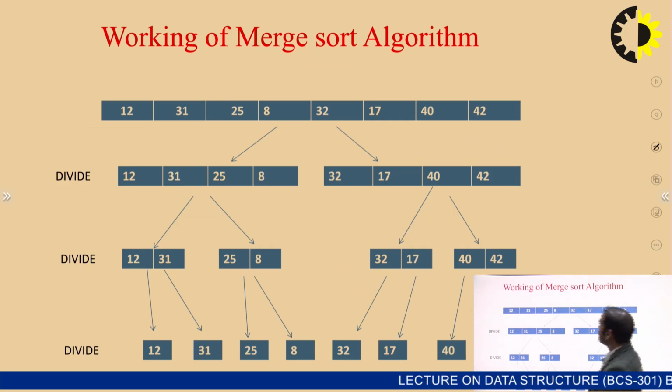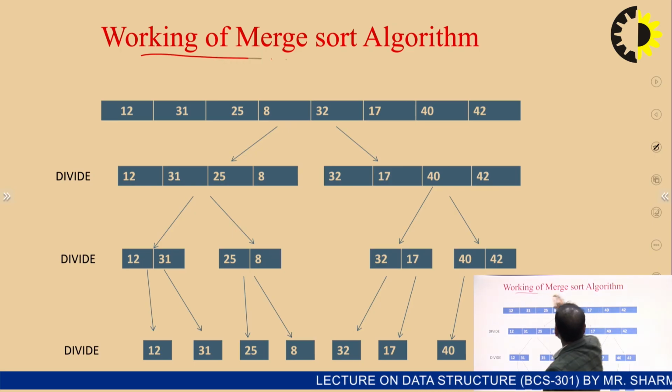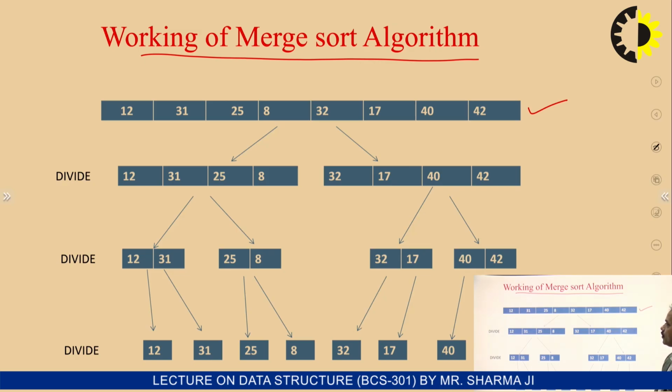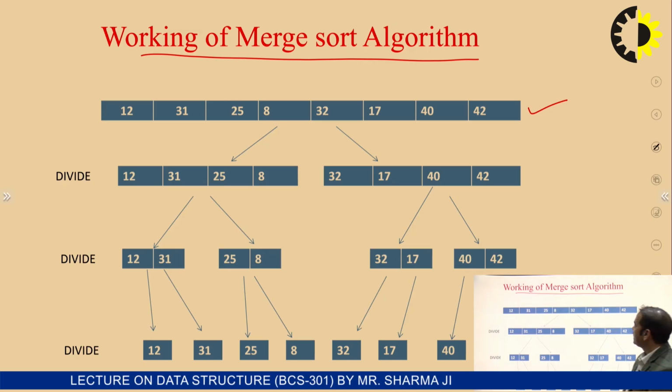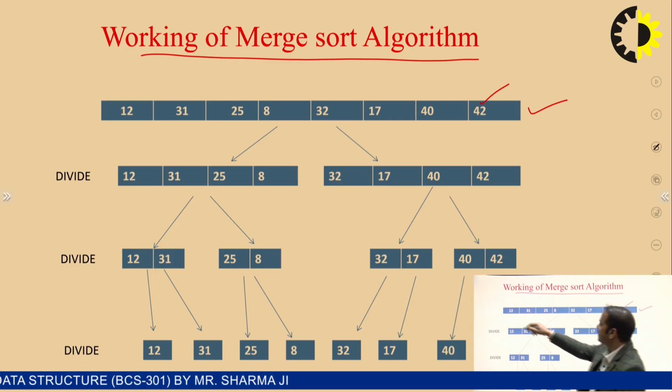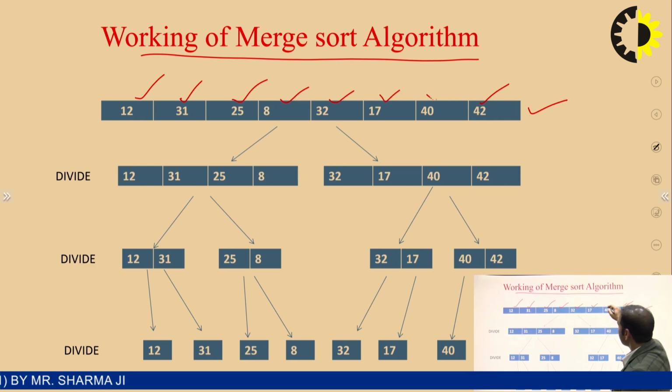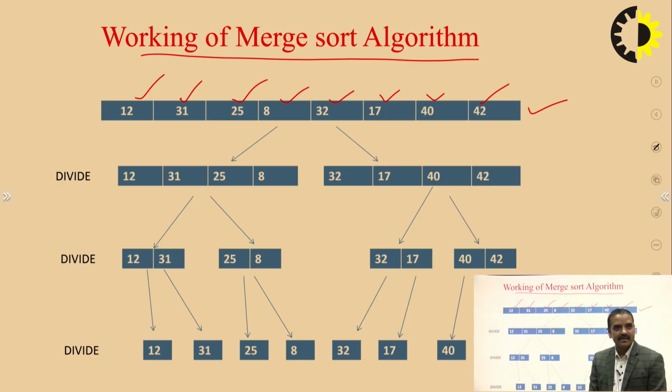In the working of the merge sort algorithm, the given data are 12, 31, 25, 8, 32, 17, 40 and 42. These are the given numbers, and we want to sort them into ascending order. This algorithm can sort in ascending or descending order, but in this question, we are taking the given data to sort in ascending order.